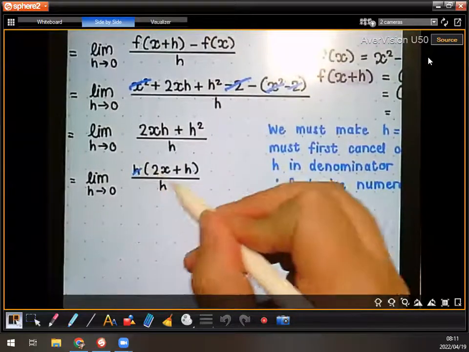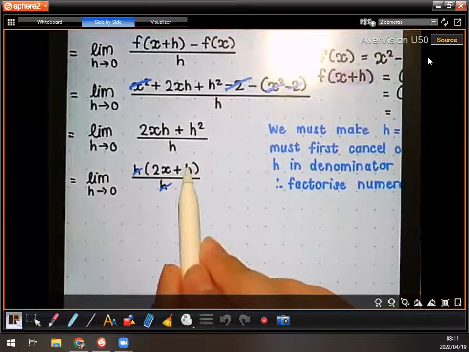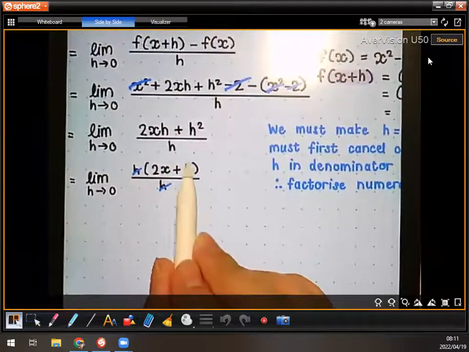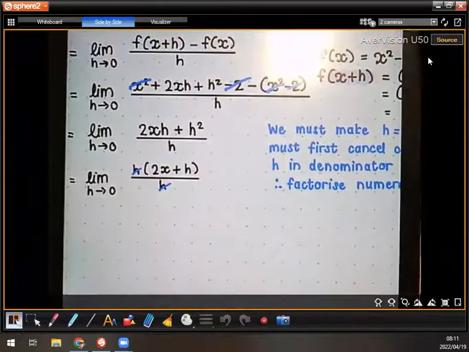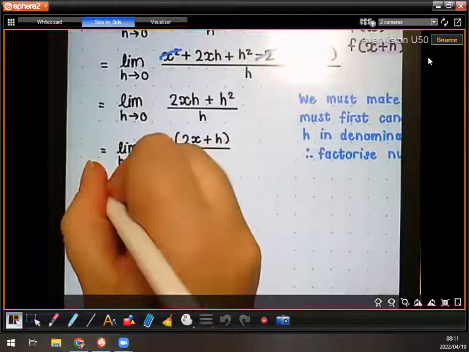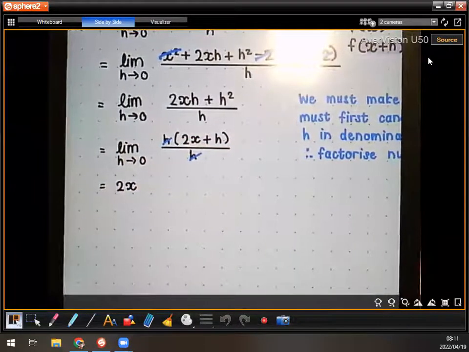Remember, the purpose of factorizing is to go from multiple terms to one term. So now here we can cancel out our h terms. And what's left? 2x plus h. So guys, if I make h equal to 0, what is this going to be? 2x plus 0, just 2x. So that is going to be the answer here. The derivative of this function is 2x.